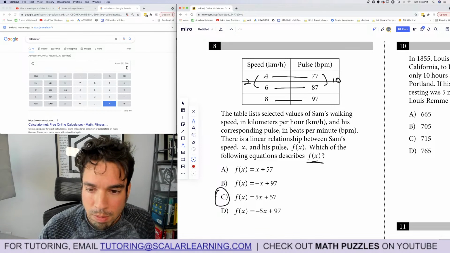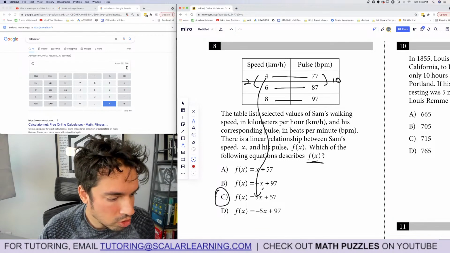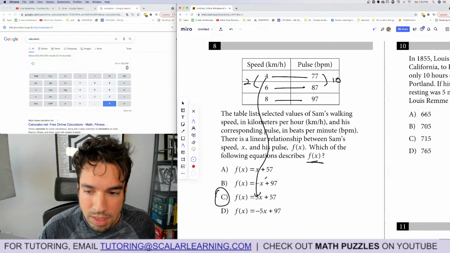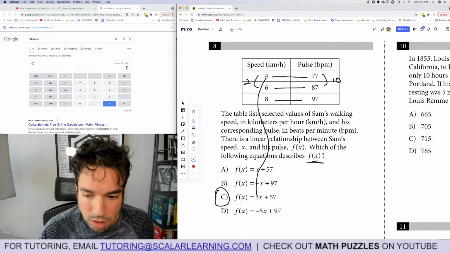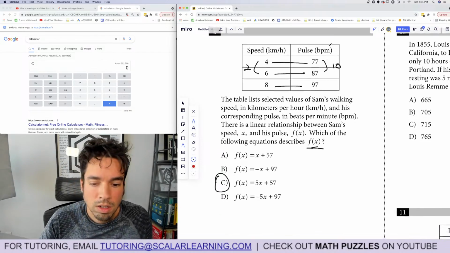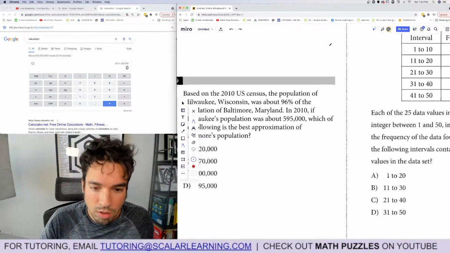Let's plug and chug. So if I plug 4 in here, I do indeed get 77. If I plug 6 in here, I do indeed get 87. Okay, that's good enough for me. Let's move on. Numero 9.